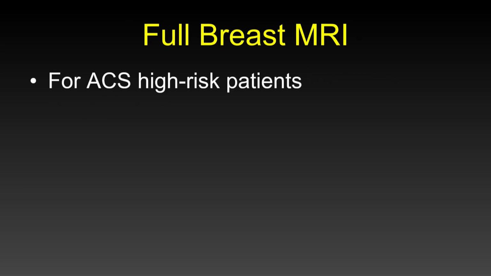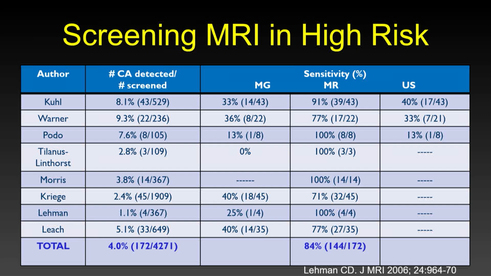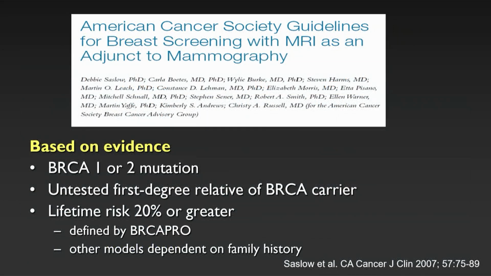So for full MR, we use the ACS guidelines: gene carriers, patients with a greater than 20 or 25% lifetime risk. We have the data from the MR, and most of the previous data on MR has been on high-risk patients, and we clearly know that MR is our most sensitive test compared to mammography and ultrasound.